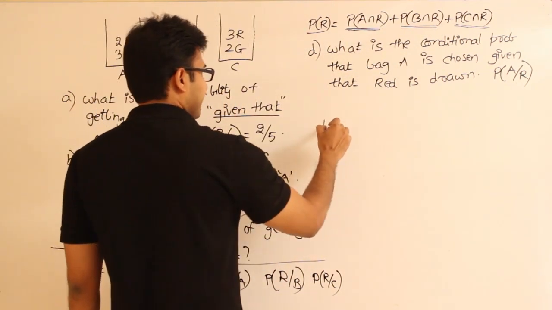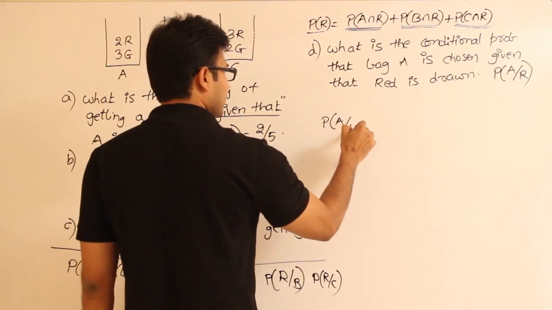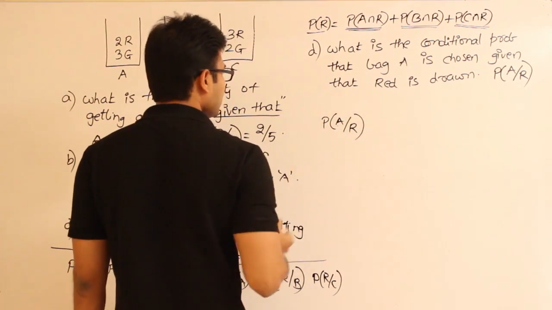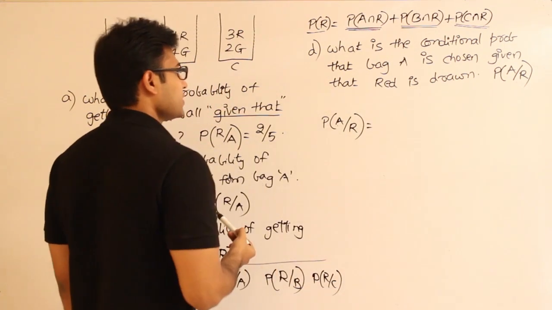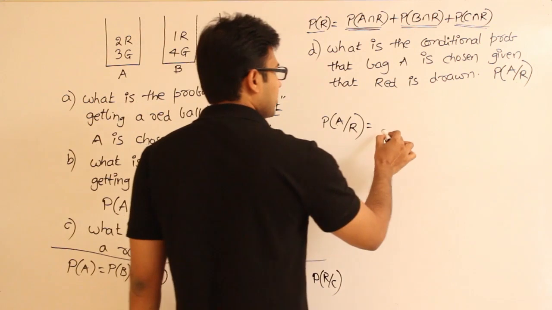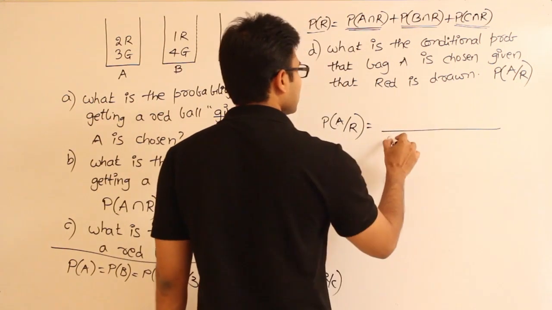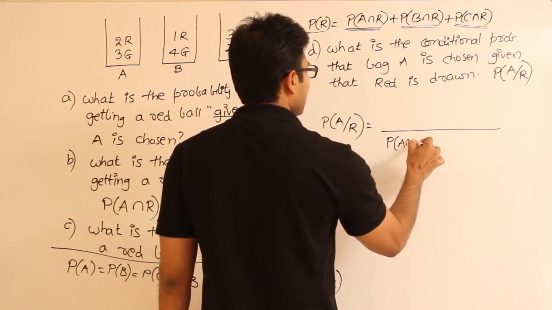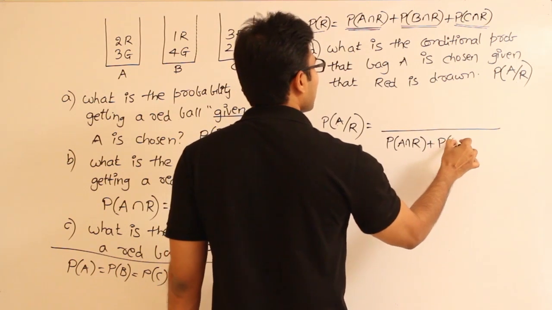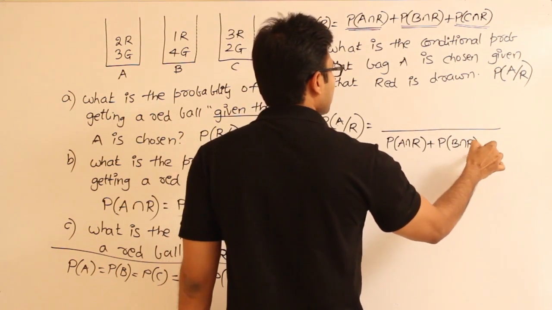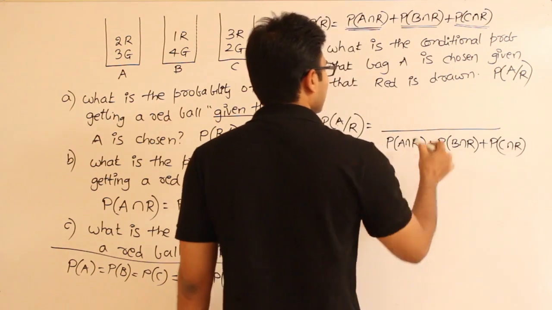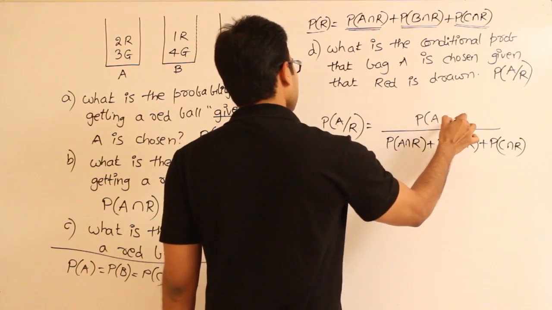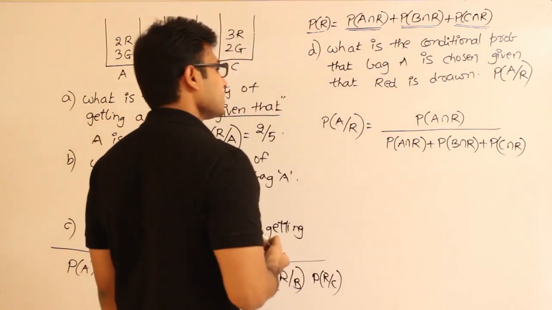Therefore, the probability of A being the source given that R is already known, has already happened, is P of A intersection R divided by the total of the sources, which means P of A intersection R plus P of B intersection R plus P of C intersection R. Try to understand this one.